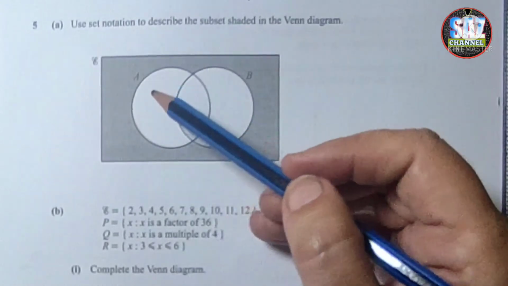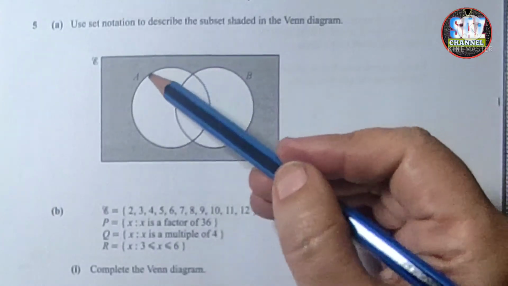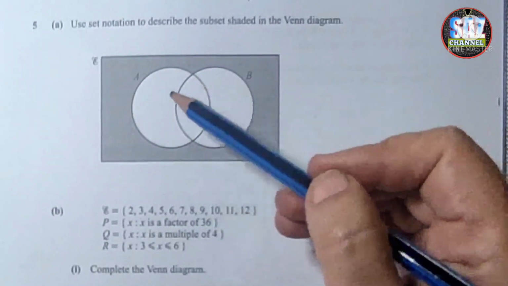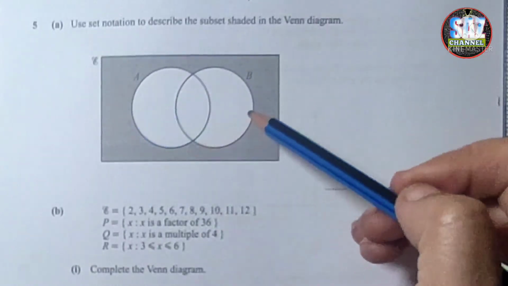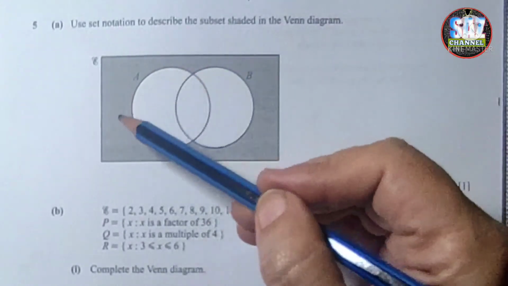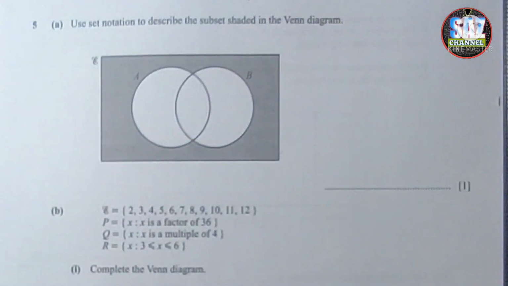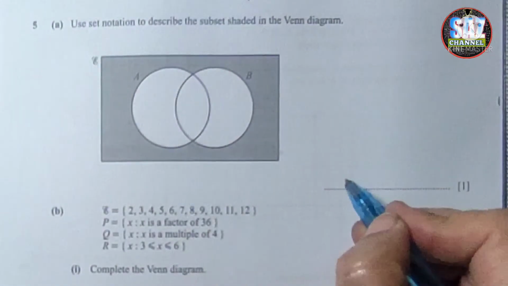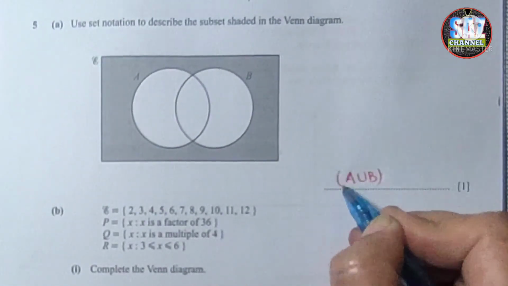Now observe that we have the overlapping situation here, and in this situation both of the sets A and B are not shaded, and the region of the Venn diagram which is outside these two sets is shaded. It's really clear that it will be A union B whole complement. A union B whole complement.